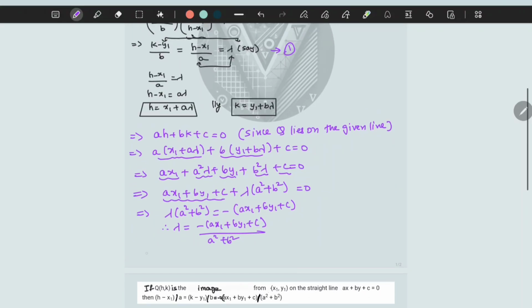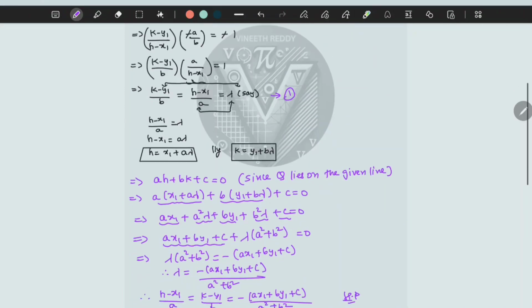Now let us substitute lambda in equation 1. Therefore we get (h - x1)/a = (k - y1)/b = -(ax1 + by1 + c)/(a² + b²). Hence proved. That's it. So the theorem is as simple as that.